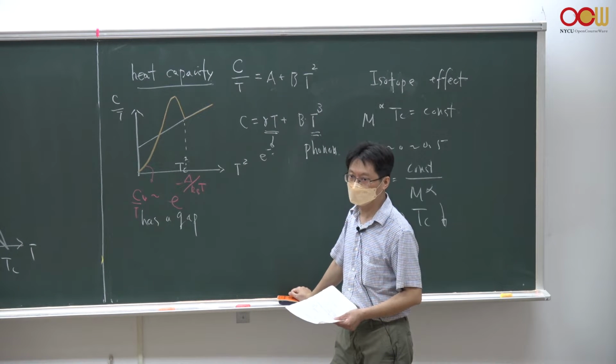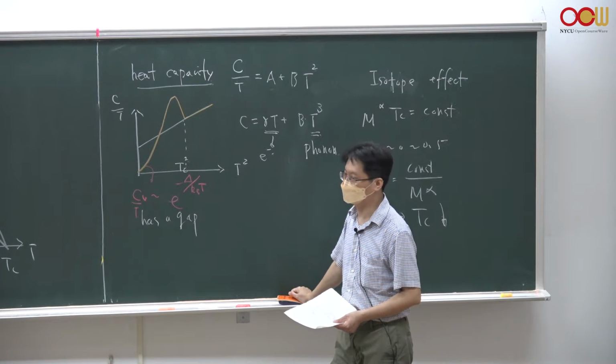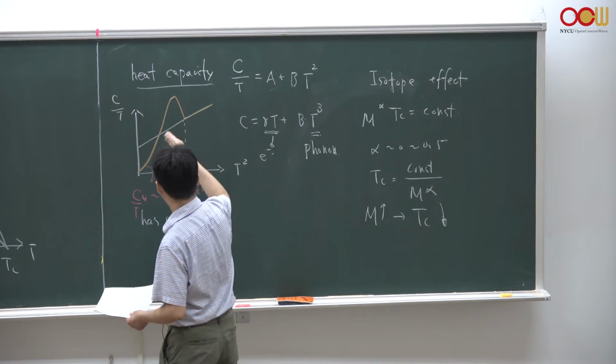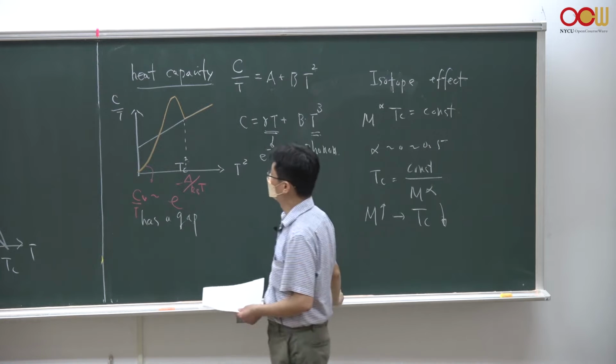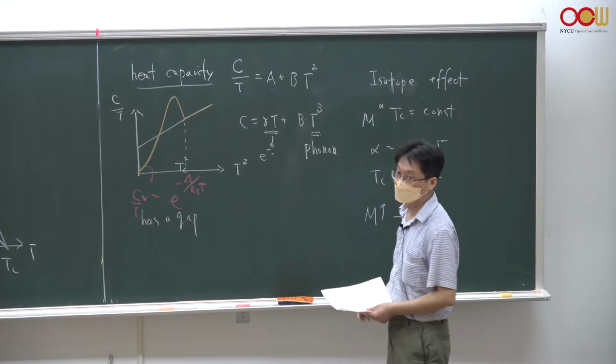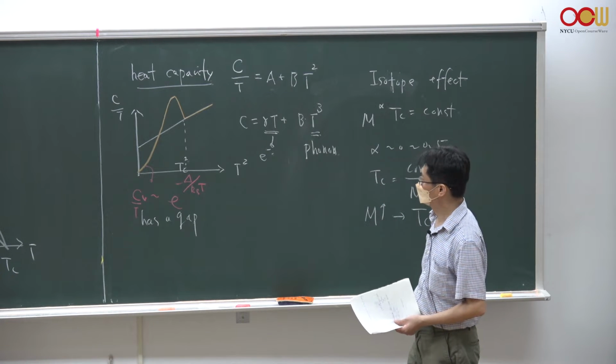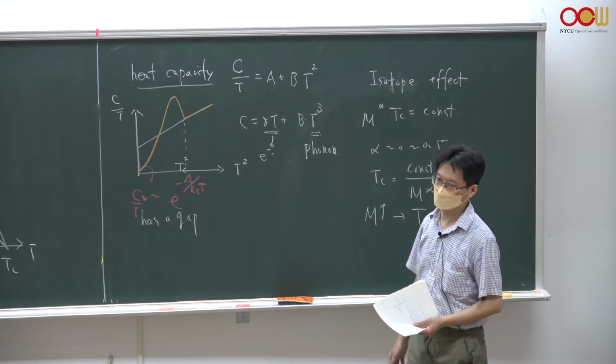And we'll see later that this gap is actually a spin gap. And this feature, a jump right at Tc followed by exponential decay, is characteristic of a superconductor in the superconducting state.